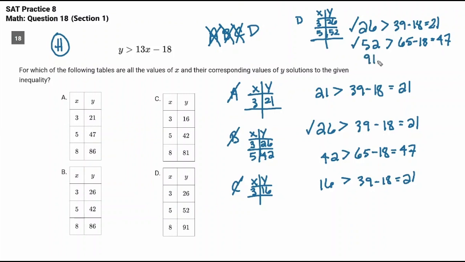91 is y. Is bigger than 13 times 8. This one's new. Calculator math. 104 minus 18. More calculator math. 91 is bigger than 86. So the answer is D. You get this problem right. You know you're right. And now you get to move on to some really hard problems to close out Section 1.